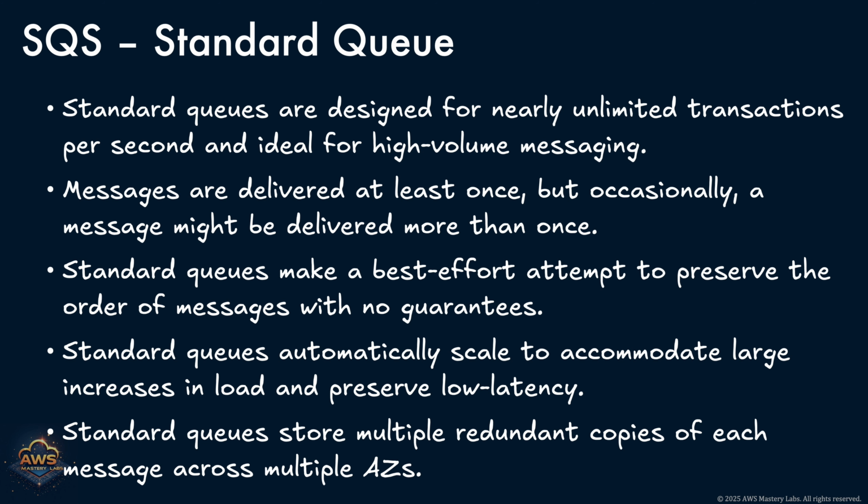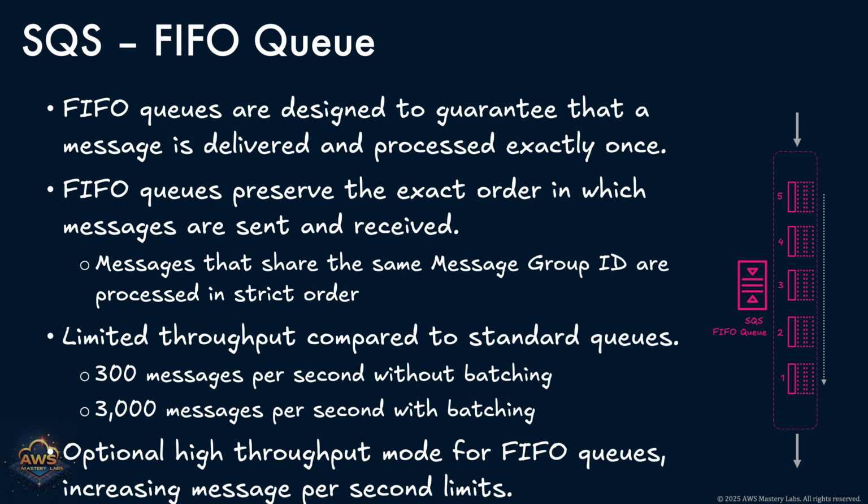available whenever needed. FIFO queues in Amazon SQS is a powerful option when your application demands strict ordering and exactly once message delivery. Unlike standard queues, FIFO queues guarantee exactly once processing. This means a message will be delivered and processed only once, never more than once, eliminating the need for complex deduplication logic in your consumers.